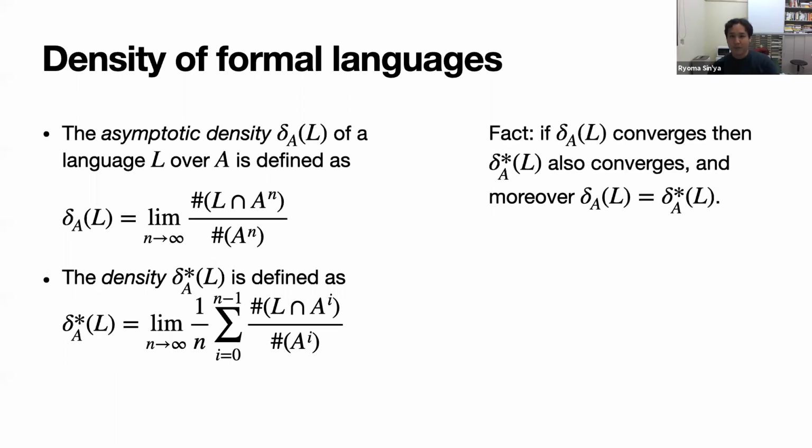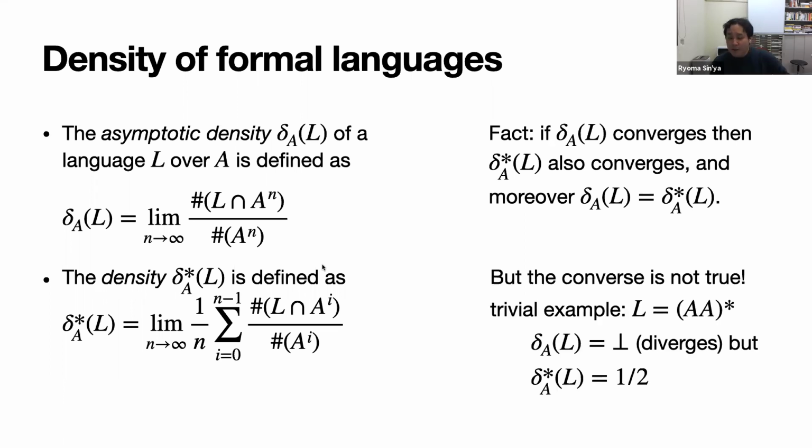So the basic fact asserts that if this asymptotic density converges to some real number alpha, then the latter density also converges to the same number alpha, okay? But the converse is not true in general. So here we have a trivial counterexample: the set of all words of even length.